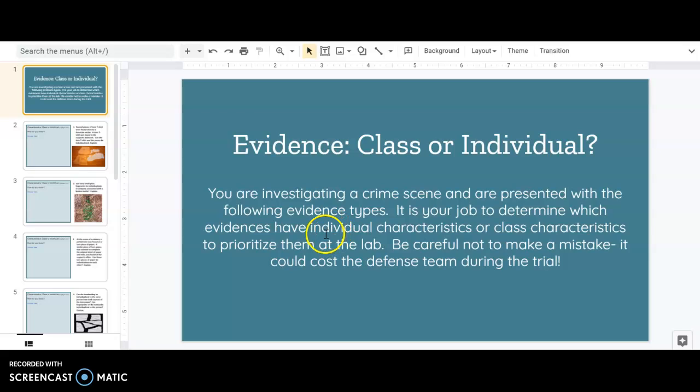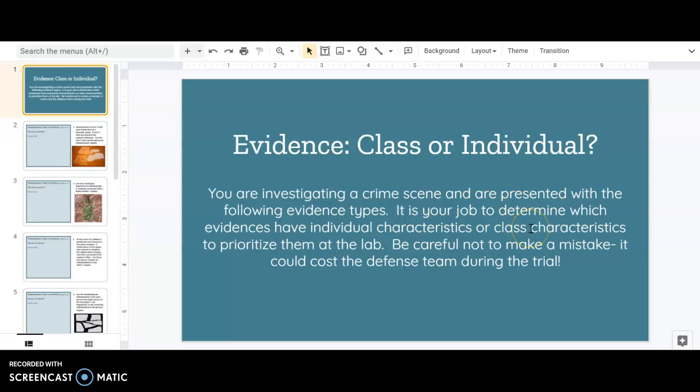So if we remember, quick refresher, individual characteristics is when a piece of evidence can be linked directly, without a shadow of a doubt, to one specific person. So an example of individual characteristics could be a blood sample, because in that blood sample, we could figure out the type, but that's not going to link to one person, right? There's lots of people with the same blood type, but we could figure out the DNA, and everybody's DNA is unique. So that would be individual characteristics.